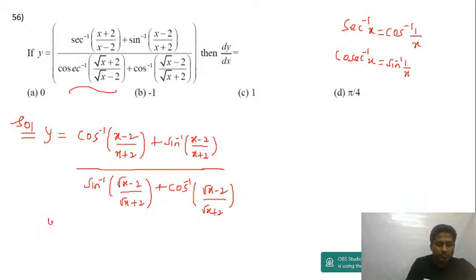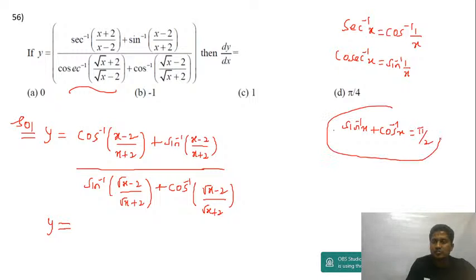So y equal to, right, numerator of the form sine inverse plus cos inverse is equal to pi by 2. We all know this, guys, that sine inverse of x plus cos inverse of x is equal to pi by 2. Inverse trigonometry, sine inverse plus cos inverse is pi by 2. So this numerator will be equal to pi by 2, and the denominator is also pi by 2. I'm going to cancel this. You will get y equal to 1.